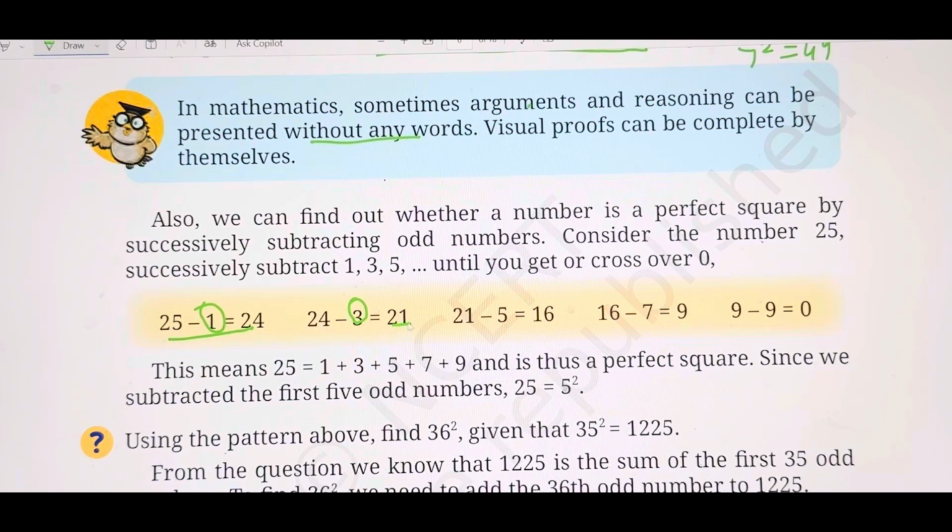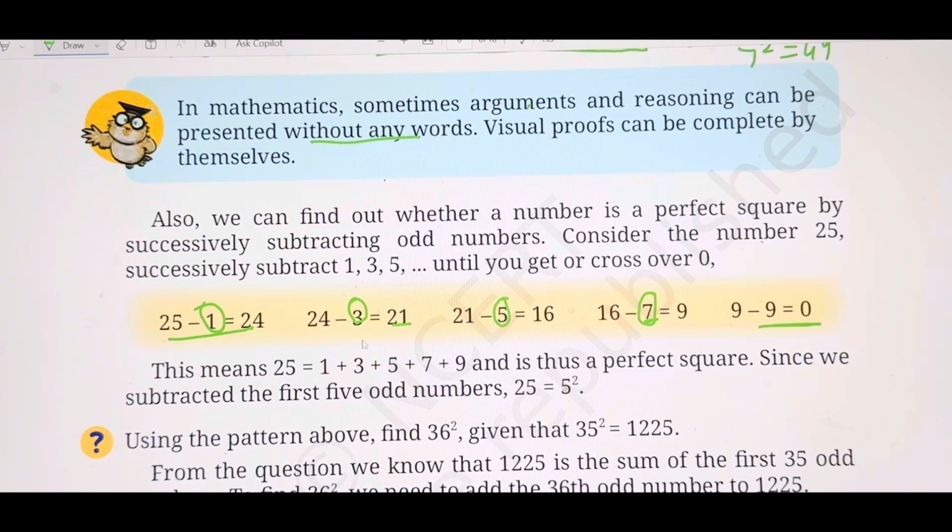Then the next odd number we subtract. We get 21. Then the third odd number you subtract. So you have to go on doing till you get 0. So 21 minus 5 is 16. 16 minus 7, 7 is the next odd number. These are the odd numbers which are being subtracted. So you get 9. And the next odd number is 9. So 9 minus 9 is 0. So you have to go on doing till you get 0. And if you get 0, it means it is a perfect square. And since we subtracted the first 5 odd numbers, this is 5 square, right?